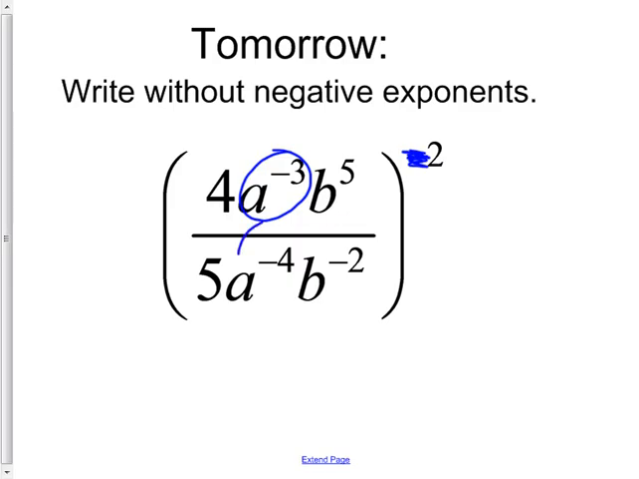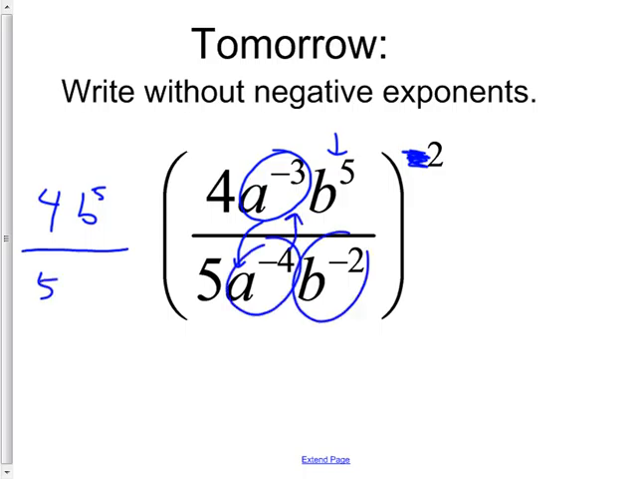I can bring these down here and make them positive a to the third. So I'm going to rewrite this as 4, and my b to the fifth was happy where it was, so I leave it alone, over 5, and none of these are happy down here, so I got to move them to the other side. And this will be 4, and then the a to the fourth goes on the top, and the b to the second, this one here, goes to the top. And then on the bottom, this guy is moving downstairs, so that will go down there. A to the third. Now they're all positive exponents.